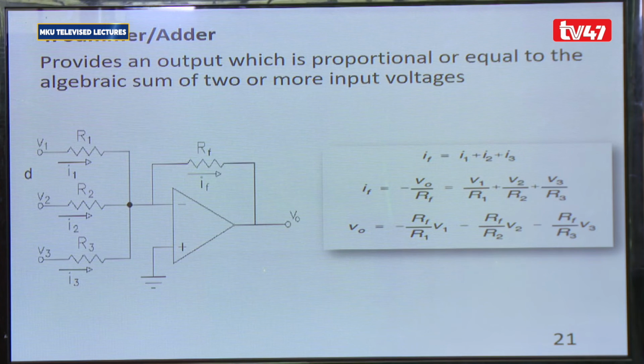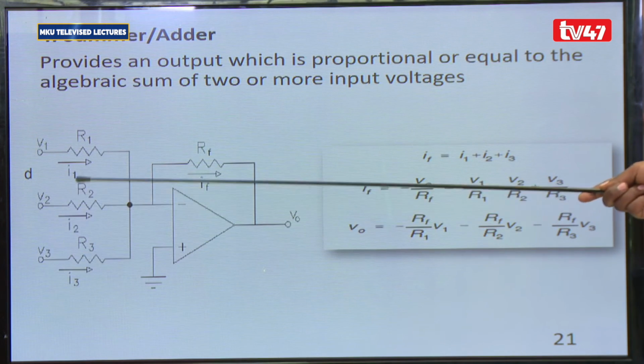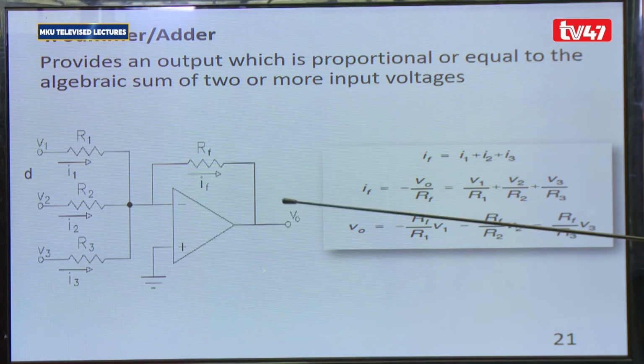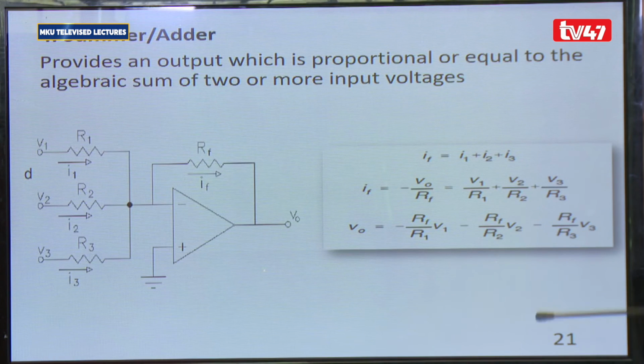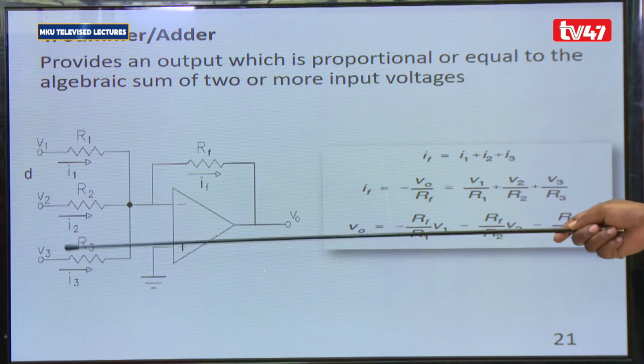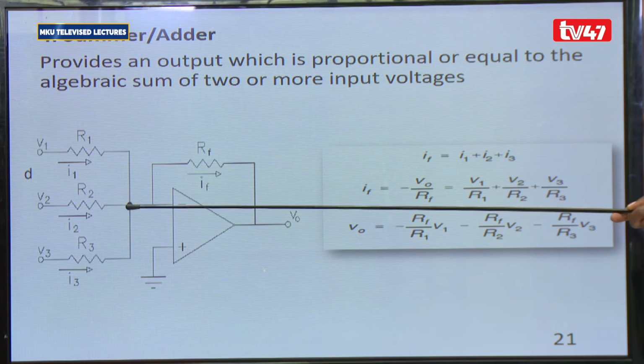A summer, or we can call it an adder, is the one which provides an output voltage which is proportional or equal to the algebraic sum of two or more input voltages. For example, here we have a 3-input summer. We have V1, V2, V3, and for each of the inputs we have a resistor and one feedback resistor here. So the currents I1, I2, and I3 will sum up at this point here.